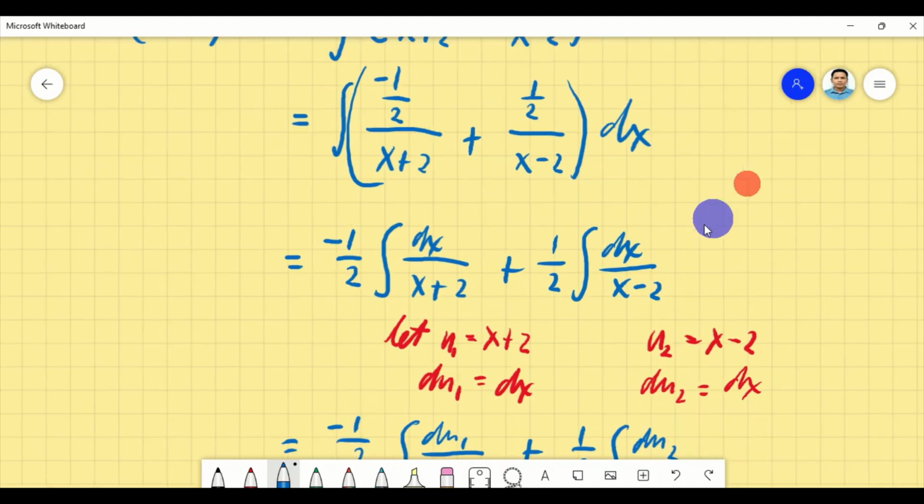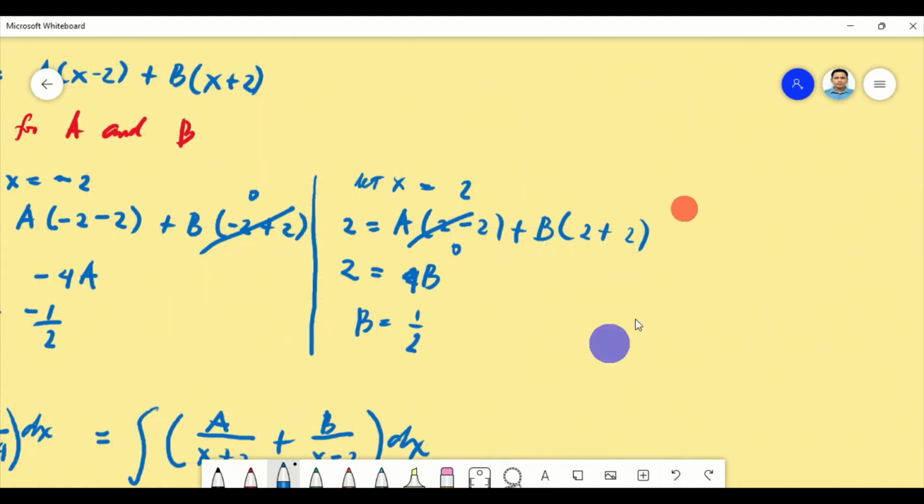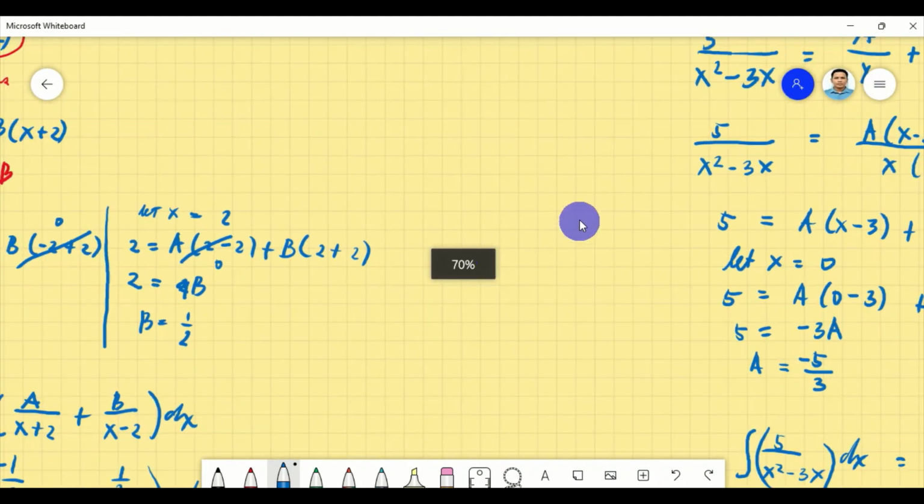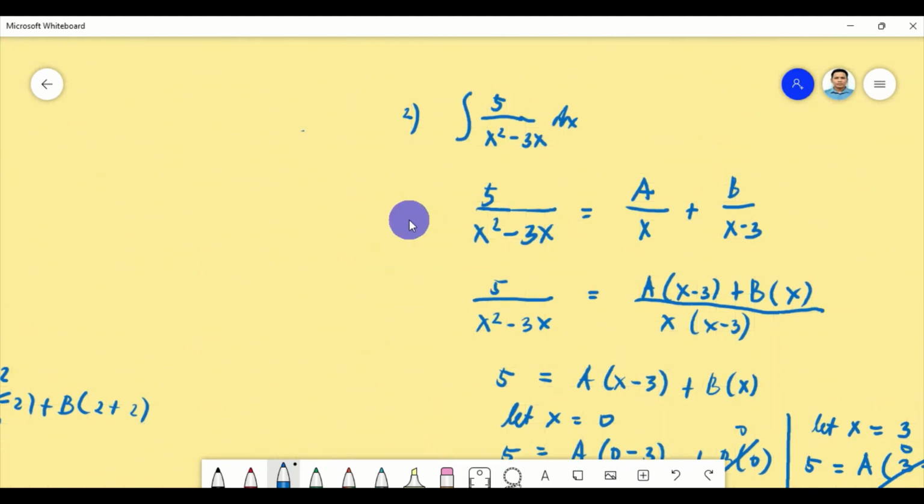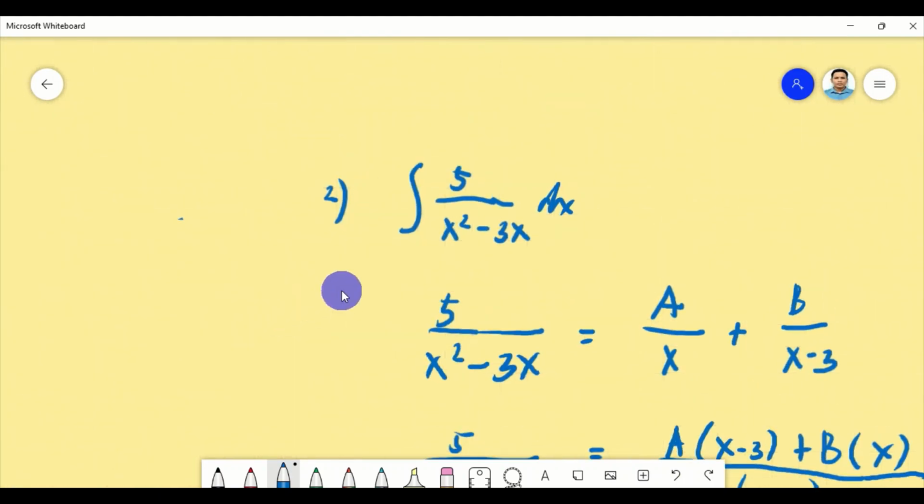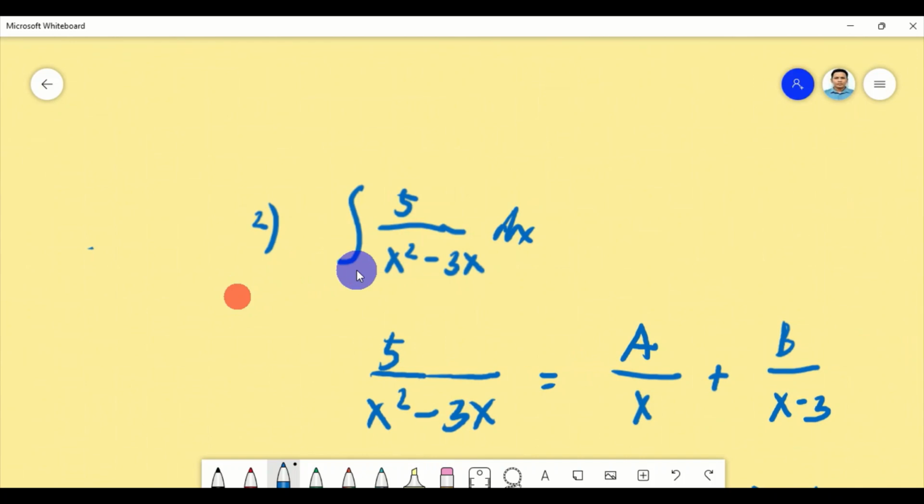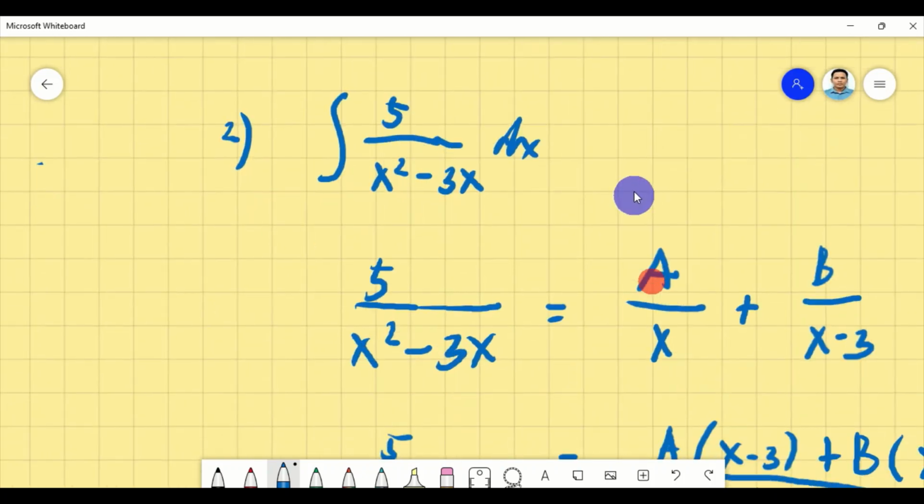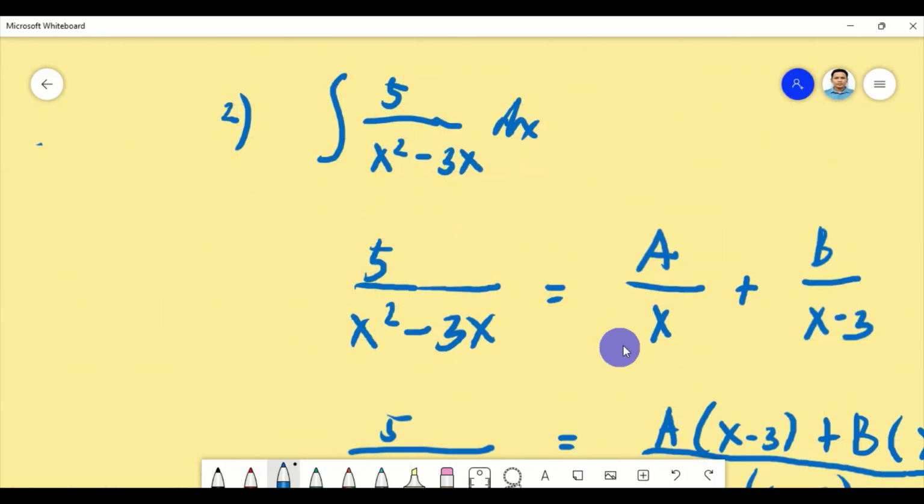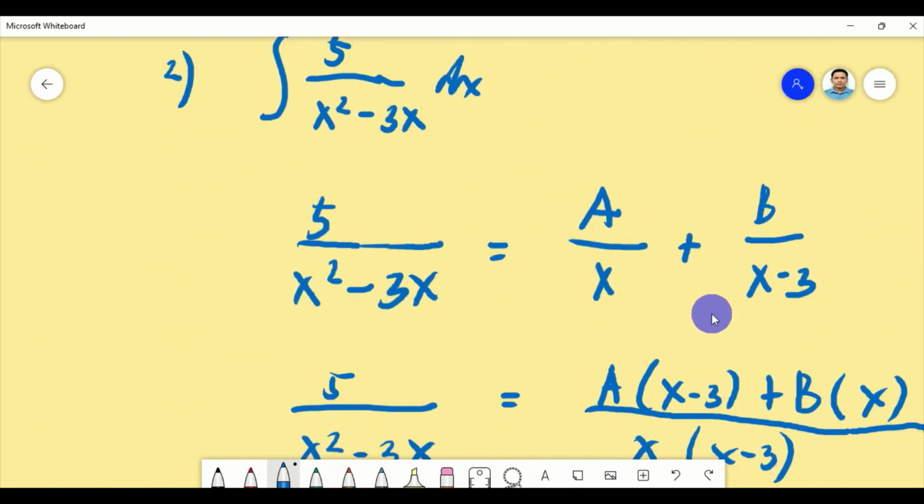Okay, let's proceed to the second example. Here, we apply the same process. So if we are asked to find the integral of 5 over x squared minus 3x dx, you need to think of the factors of the denominator first. So in this case, the factors are x and x minus 3. So you have 5 over x squared minus 3x, and this is definitely equal to a all over x plus b over x minus 3.